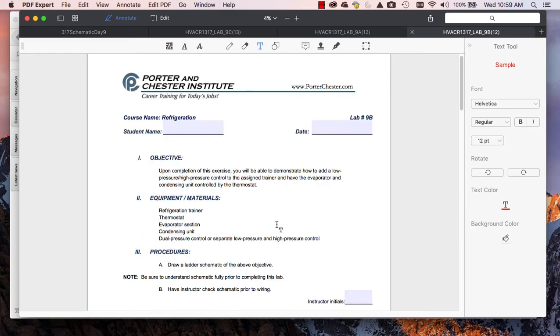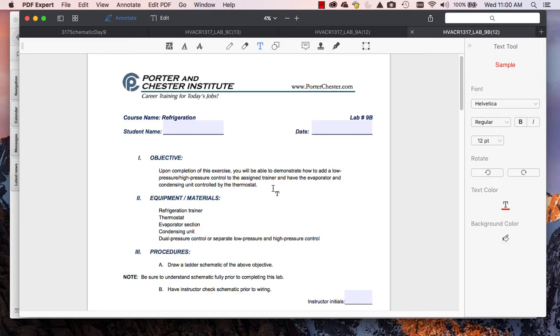Now, lab 9B, you're basically adding to the circuit in 9A. So once you have your circuit in 9A, what you're now doing is adding low pressure, high pressure control. The low pressure and high pressure control will control the condensing unit, it does not control the evaporator fan motors. The evaporator fan motor is being controlled by the thermostat along with the condenser.